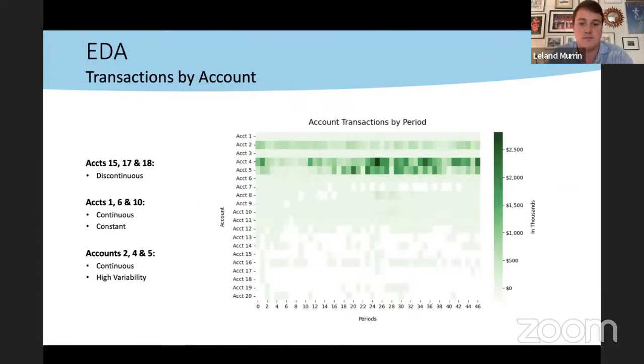Here's a heat map that displays the account transactions by period, with the transaction amount shaded in blue. There were three different clusters of accounts. Accounts 15, 17, and 18 were just straight discontinuous, as you can see down here. Accounts 1, 6, and 10 were pretty continuous, but didn't have high variability, similar to departments like we saw. And so the main ones that we're really interested in are the ones that are continuous and highly variable, being accounts number 2, 4, and 5, where there's a ton of activity.